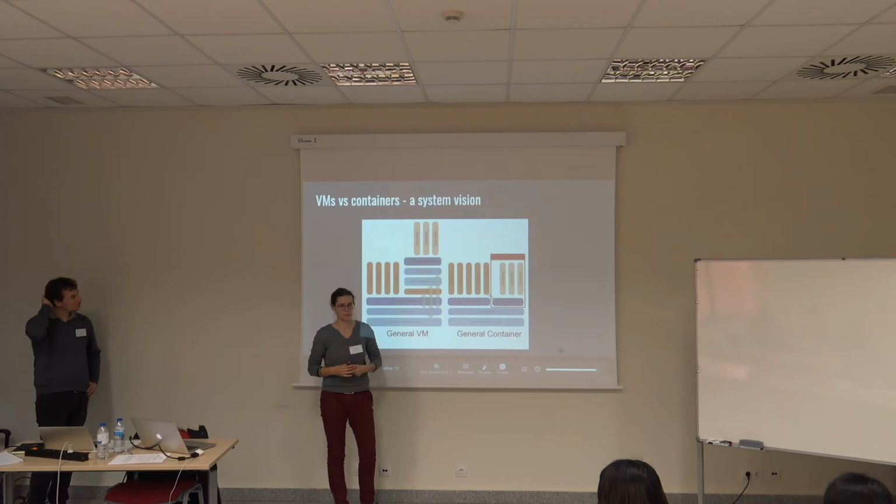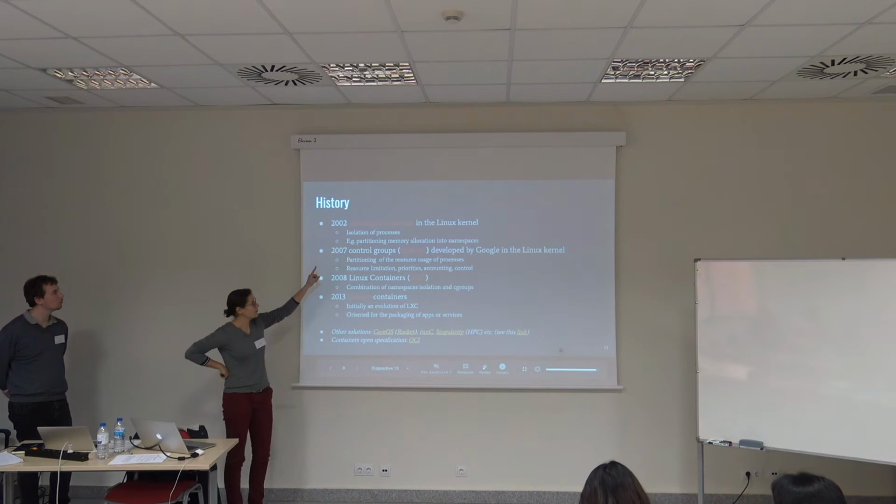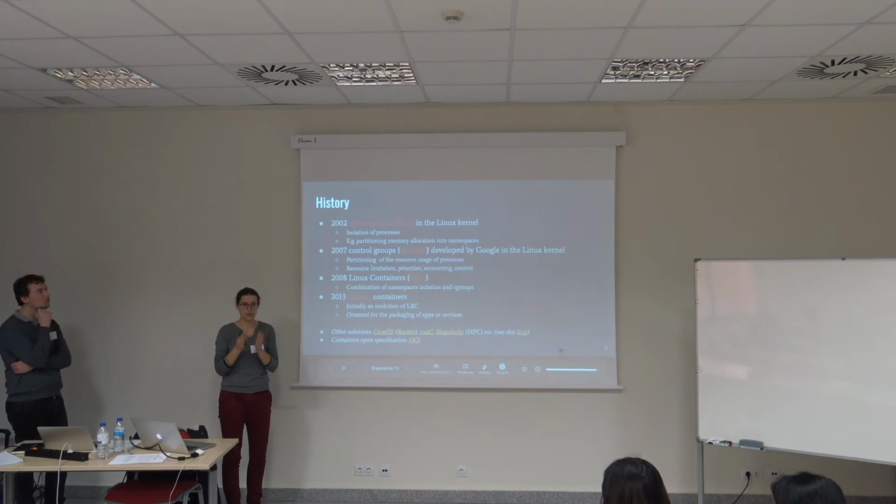Okay. So how is this possible? In 2002, there was an important evolution in the Linux kernel, which was the namespace isolation. The idea is that you are able to isolate, so to partition, the memory allocation of the processes, such that one process is not able to access the memory allocation of another.